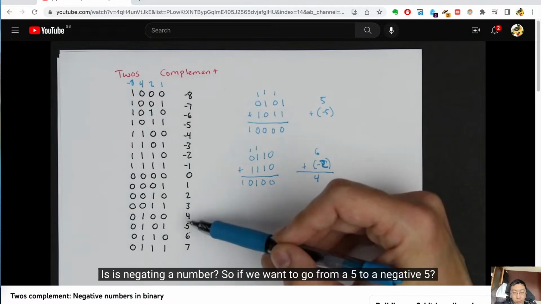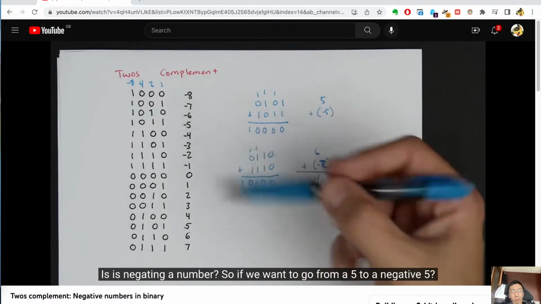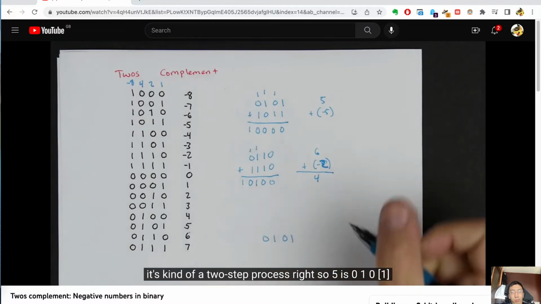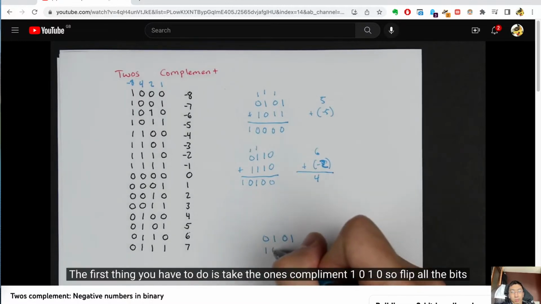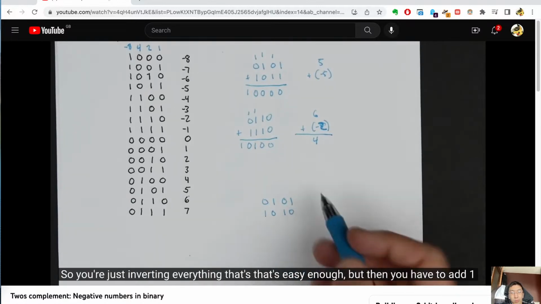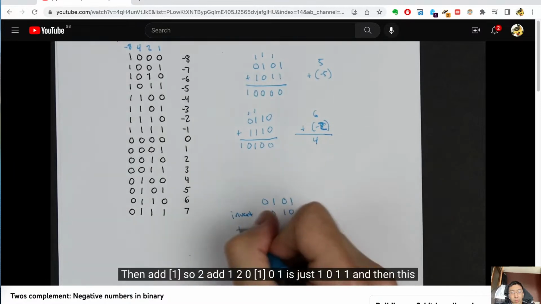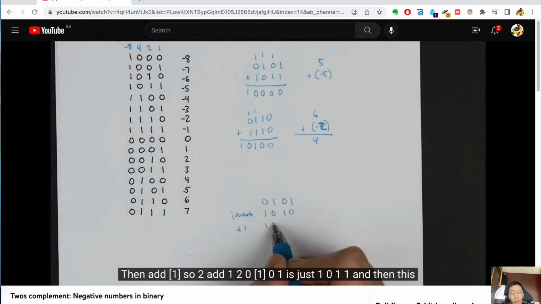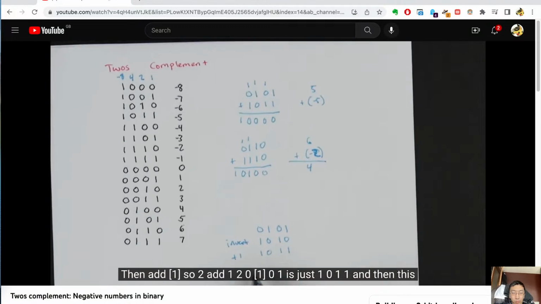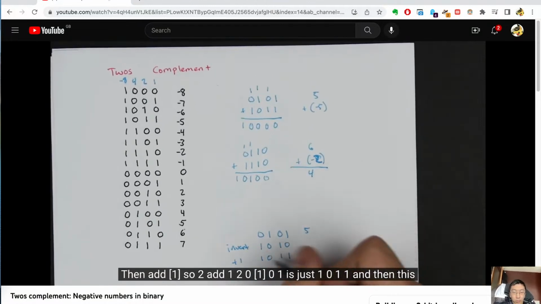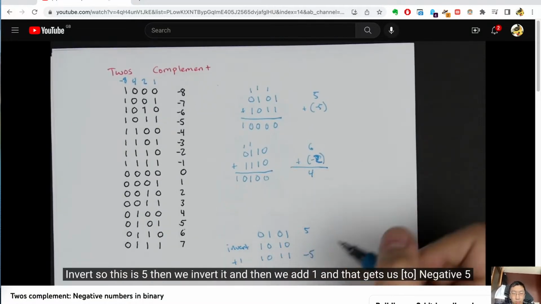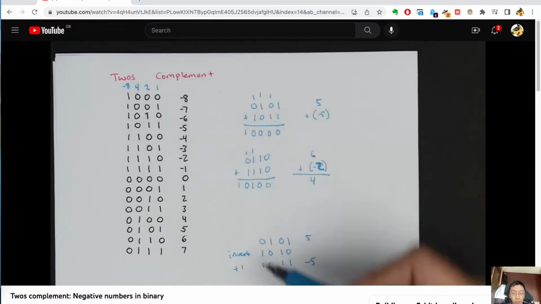So if we want to go from a 5 to a negative 5, it's kind of a two-step process, right? So 5 is 0, 1, 0, 1. The first thing you have to do is take the 1's complement, 1, 0, 1, 0, so flip all the bits. So you're just inverting everything. That's easy enough. But then you have to add 1. So you invert, and then add 1. So to add 1 to 0, 1, 0, 1 is just 1, 0, 1, 1. So this is 5, then we invert it, and then we add 1, and that gets us to negative 5: 1, 0, 1, 1.